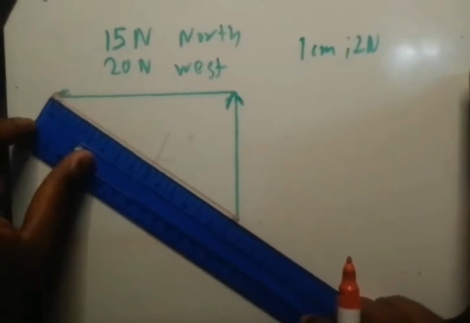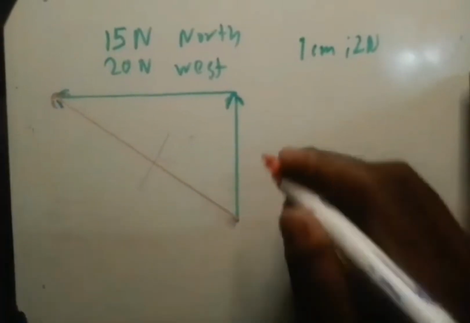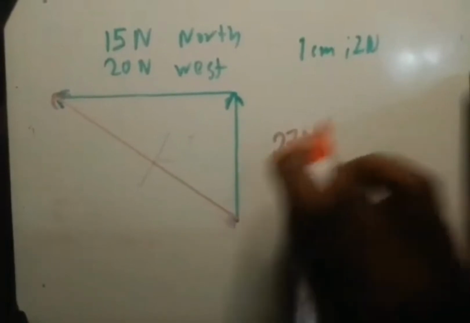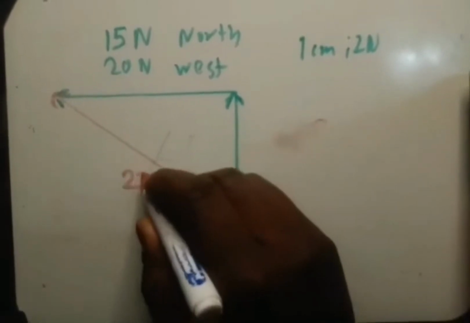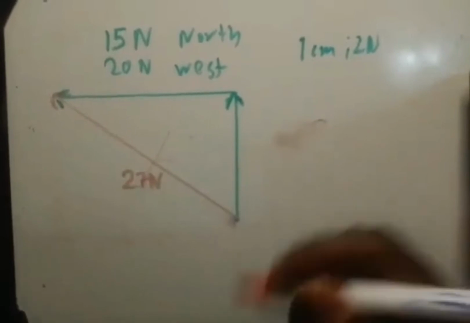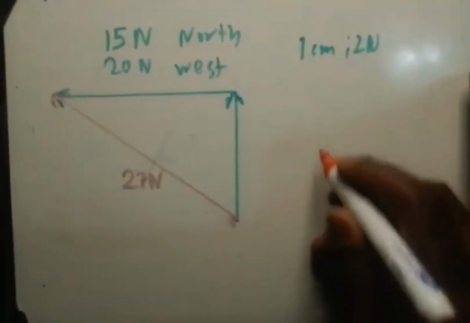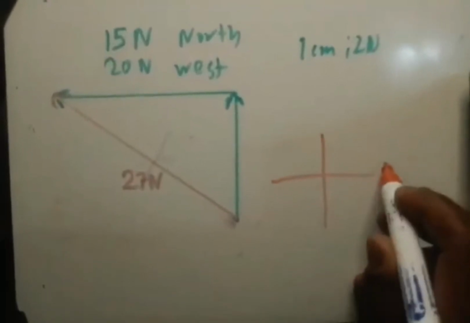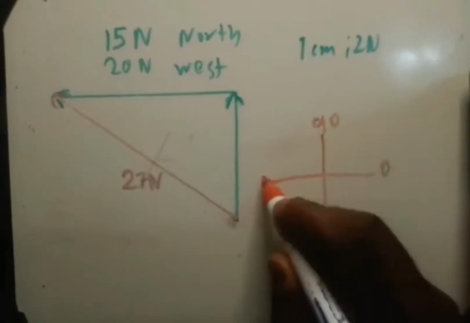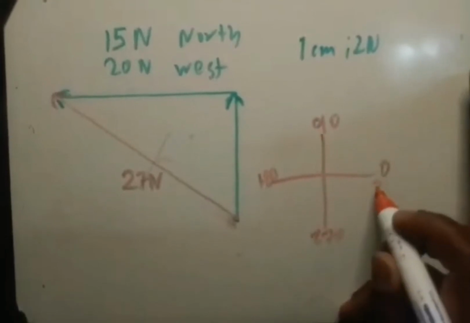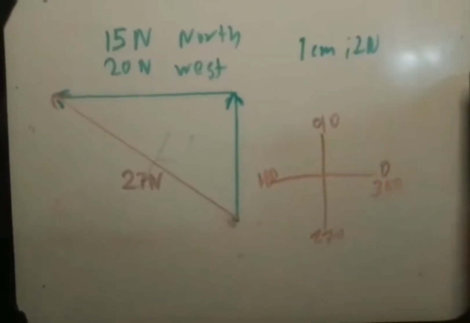So this is 13.5 centimeters, right? Now this means that it would be 27 newtons, right? So the resultant would be 27 newtons. And then from there, you're going to now have to use a protractor, right? So when we use trigonometry, this is 0, 90, 180, right? 270, and a revolution is 360, right?